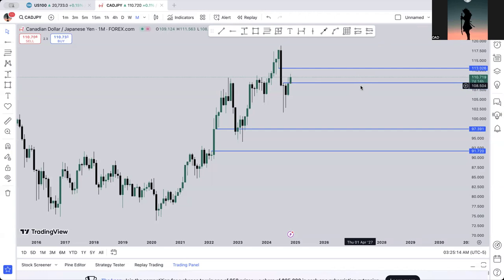So, yeah, today I just want to explain something very quick on the fair value gap. I think there's a lot of misconception around it, so I want to demystify that, right?